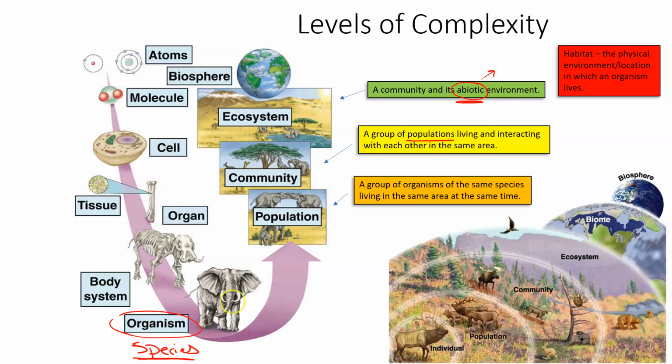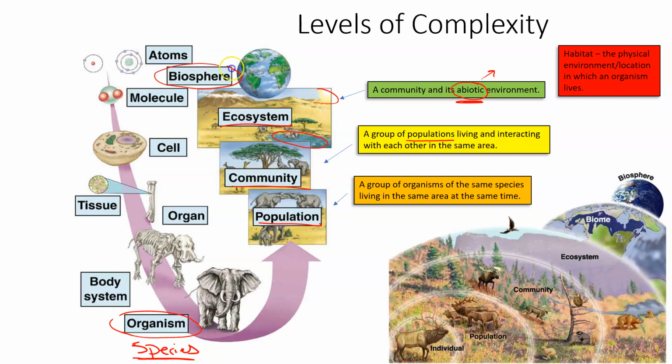When you put multiple individuals of the same species in the same place at the same time, you get a population. Populations coming together in the same place at the same time produce a community. Communities coming together in the same place at the same time and interacting with the abiotic environment, like the water, light, humidity, and temperature, will form the ecosystem. And when you put the ecosystems together, it creates biomes.